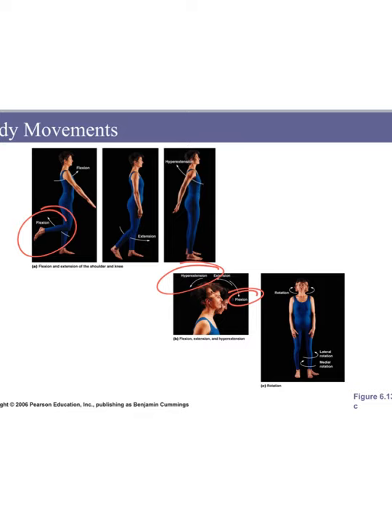And then we also have rotation. We have rotation in certain joints. The most common one that we talk about is the pivot joint of the cranium, pivoting or rotating on the dens of the axis.